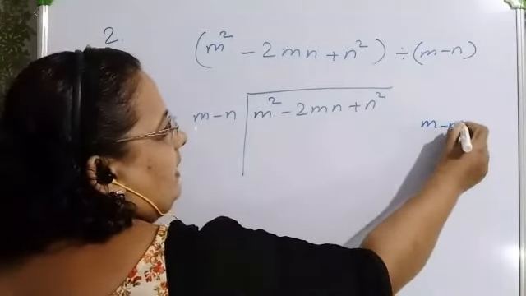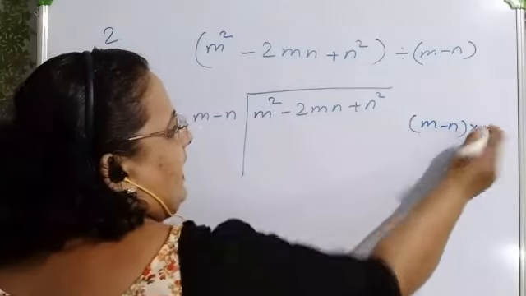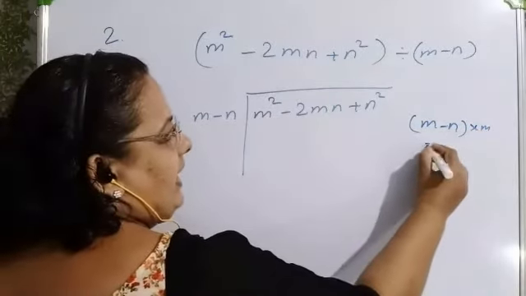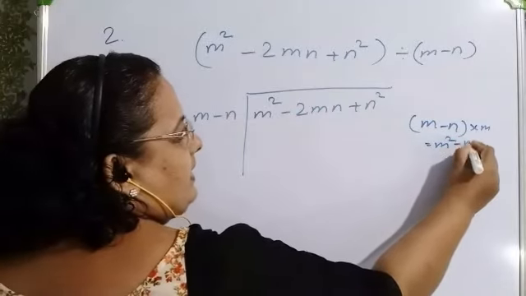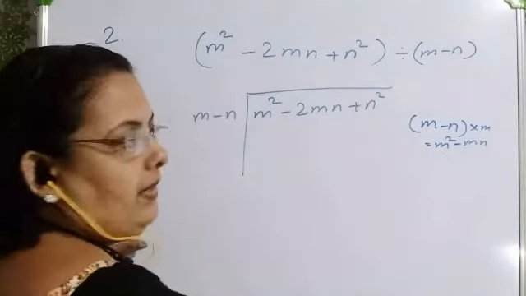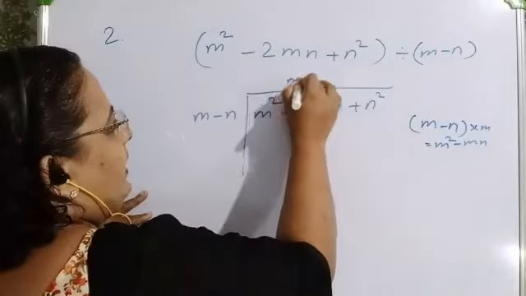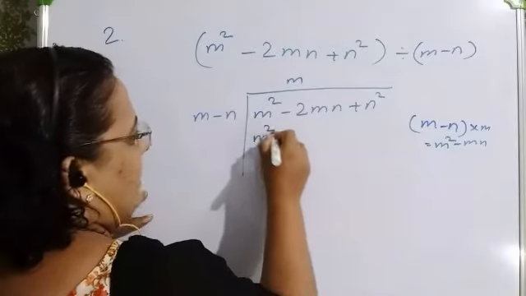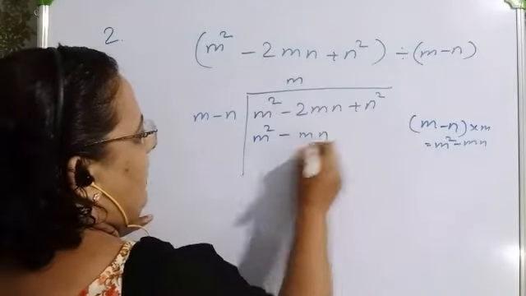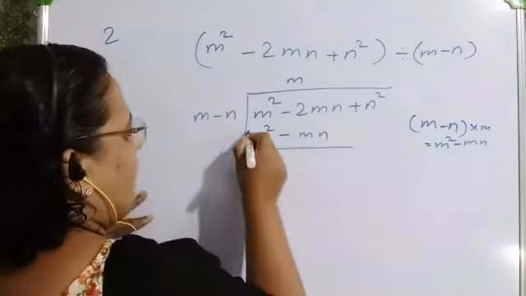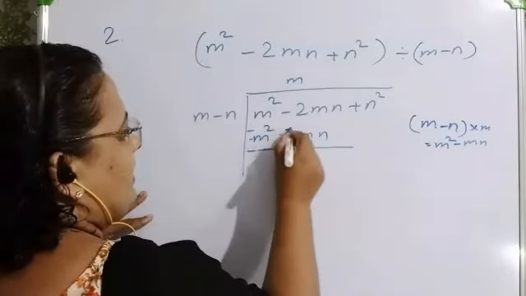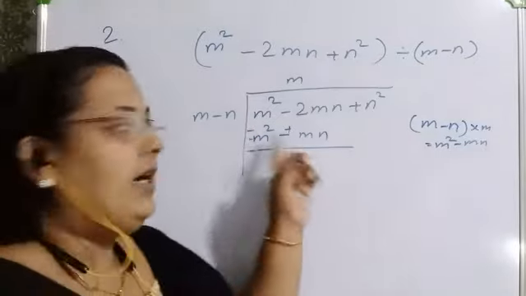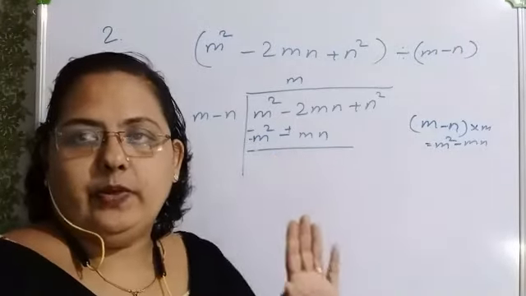M minus n multiplied by m. When m is multiplied once again with m, we get m square minus mn. Okay, so here we write this m in the quotient place, and inside the box we write m square minus mn. And now you have to subtract it. So this will become minus and this will become plus. Clear? I hope you understood how this is becoming minus and plus.